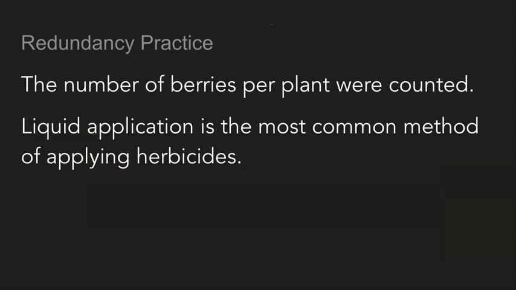And in your writing, you might say, I'm not redundant. It's super obvious, but there's ways for you to be redundant without you really knowing. So it's very important that you have someone proofread your text for you. For example, the number of berries per plant were counted. Here, the fact that there is a number, obviously they're being counted. So you want to be really careful to avoid repeating yourself in that sense. Same here, liquid application is the most common method of applying herbicides. With reading out loud, it's a little bit easier to tell, but applying and application have the same root word, and so they are repetitive. Please avoid redundancy in your writing.